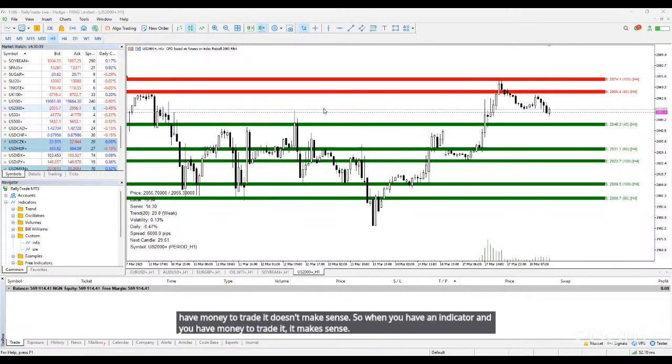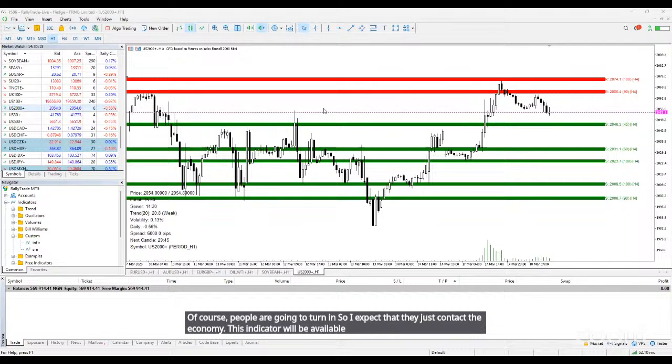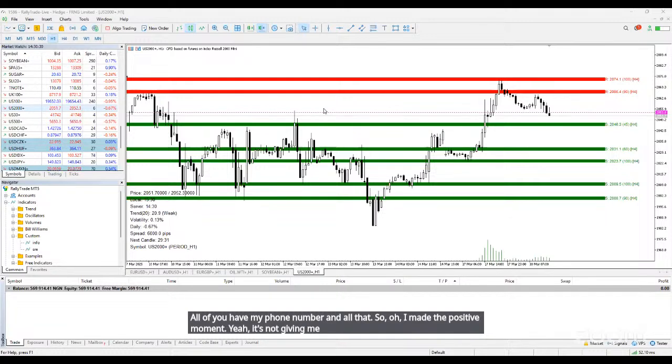So of course, people are going to turn in. I expect that they just contact the account manager. This indicator will be available through your account manager. Once you make a deposit, your account manager will just 100% give it to you, right? And if they don't give it to you, let me know, since all of you have my phone number. If you made a deposit but your account manager is not giving it to you, let me know. It will be one of the first things I'm going to address.